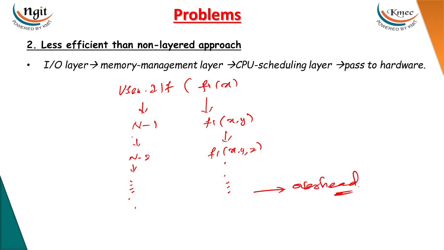This becomes an overhead as you keep moving from one layer to another. More parameters will be added, the parameters will be modified, and data has to be passed from one layer to the other. So this becomes a slower process compared to the non-layered architecture. So the performance will be decreased if we use layers.